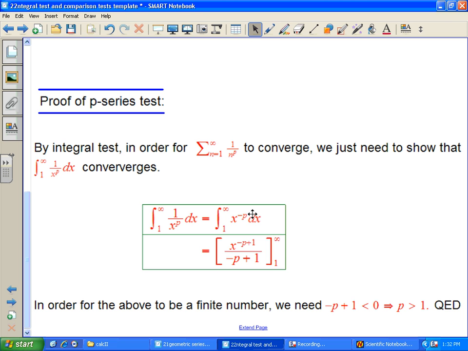So when you integrate that, it's going to be x to the negative p plus 1 over negative p plus 1. Now, the only way this is going to converge is if this x to the power ends up being in the denominator. Because if it's in the denominator, as x goes towards infinity, what's going to happen? Infinity is going to go in the denominator, and 1 over infinity goes to 0, right? So what is the only thing that would push this x into the denominator? What would that power have to be? The negative p plus 1?